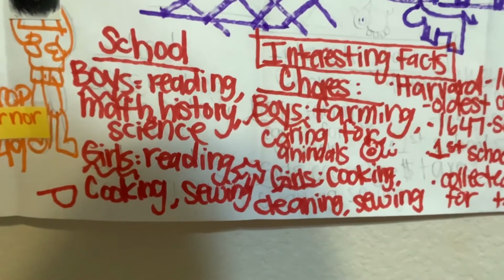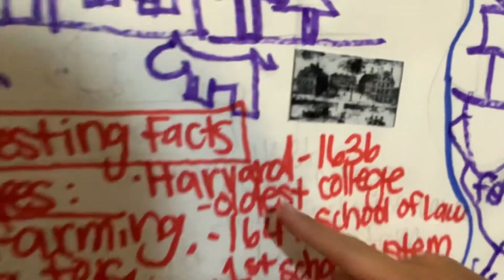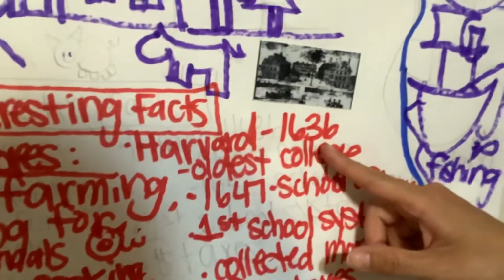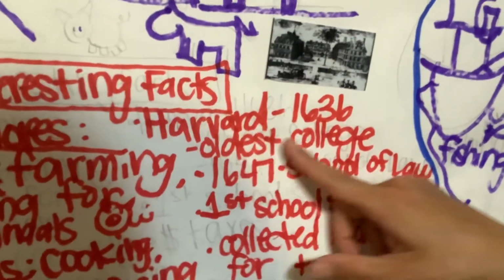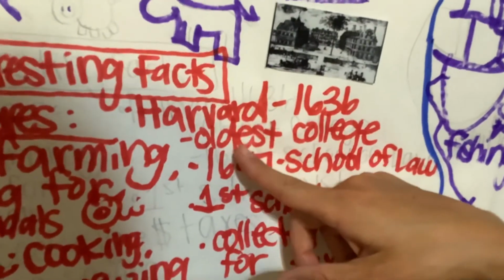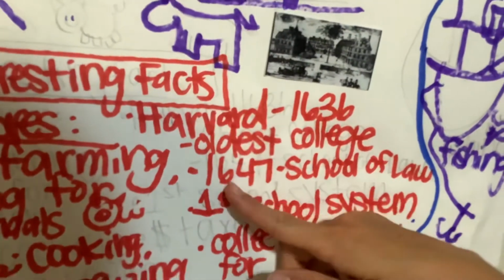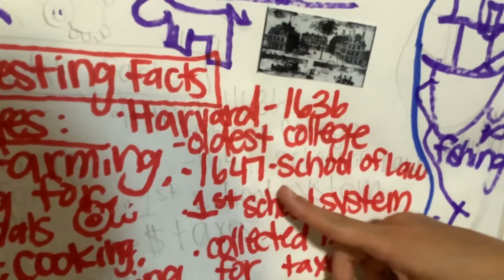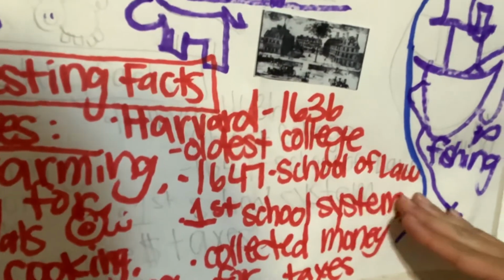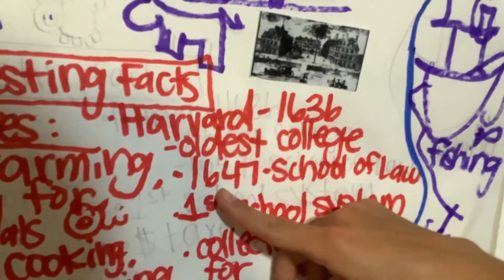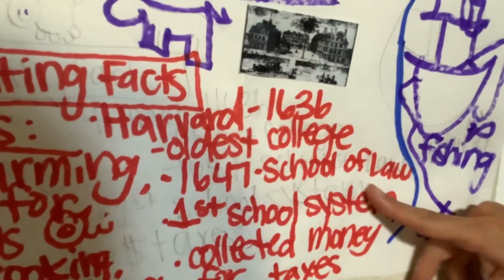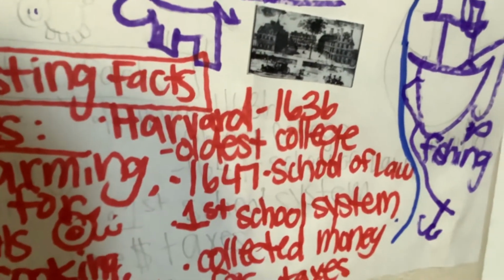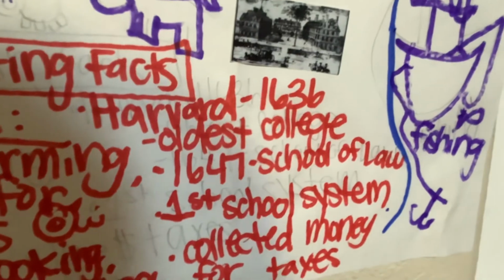Some more interesting facts is that Harvard was founded in 1636. Read that with me. Harvard, 1636. Harvard is the oldest college. Read that with me. Oldest college. In 1647, Harvard added a school of law. Read this with me. 1647, School of Law. So School of Law, that's where lawyers go to learn.